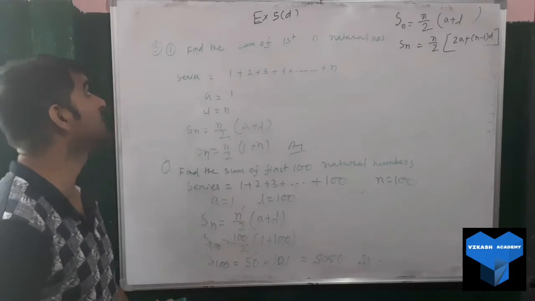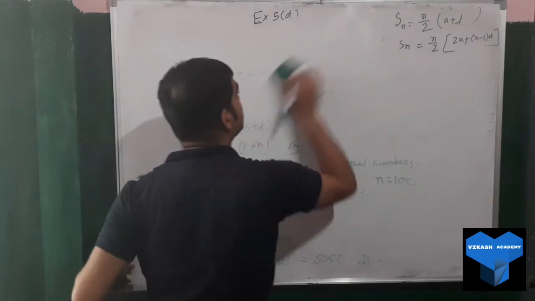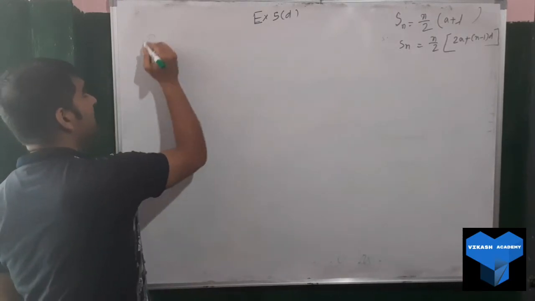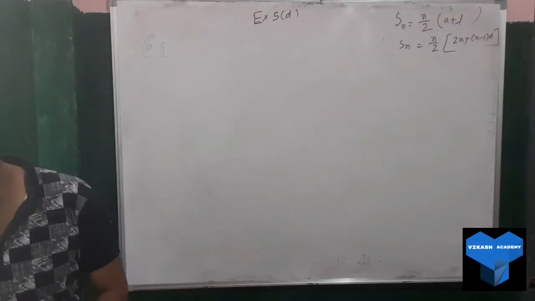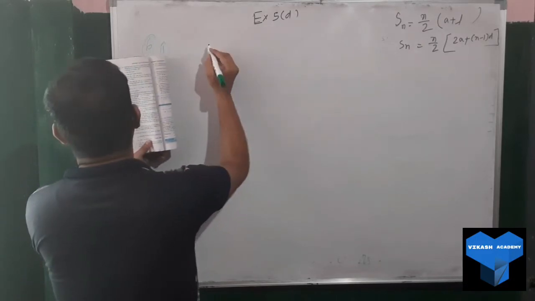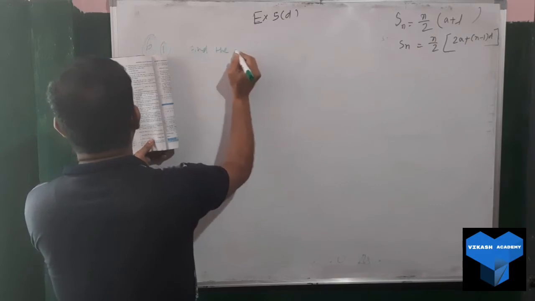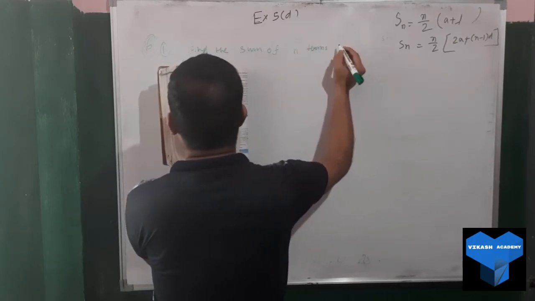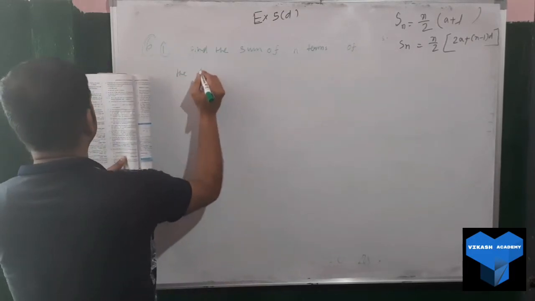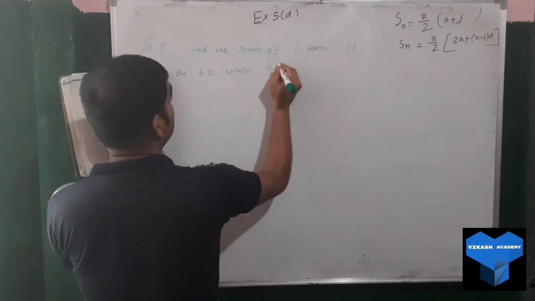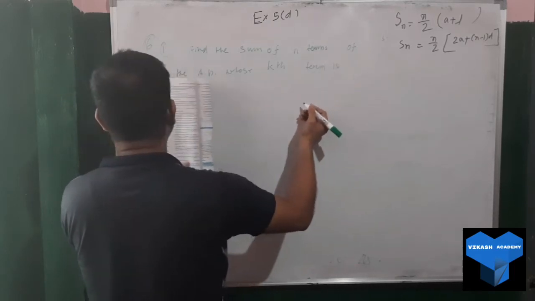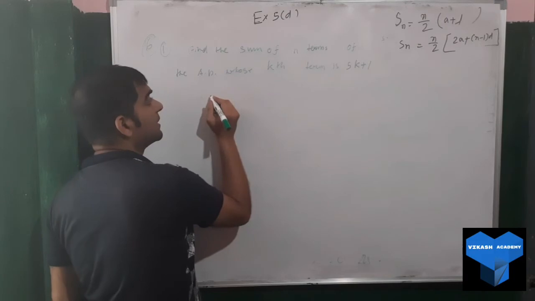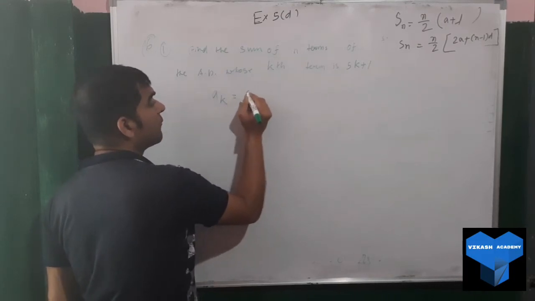Now let us move to question number 6, which is a little bit different from this question. So let us try question number 6.1. Find the sum of n terms of the AP whose kth term is 5k plus 1. So the kth term has been given. Let us write the kth term. We write a_k, which is given as 5k plus 1.